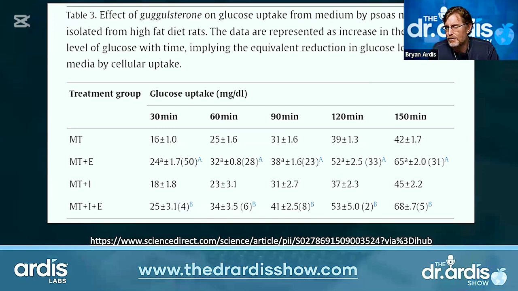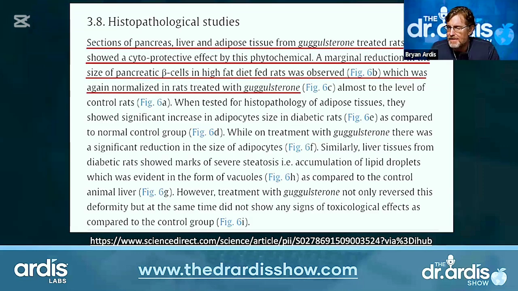Here is the effect of Guggulsterones on glucose uptake in the psoas muscle, which is on your hips and thighs. And you can see the numbers there. This is the disease process studies. They took sections of the pancreas, liver, fat tissue from Guggulsterone-treated rats. The Guggulsterones showed a cell protective effect from this chemical in the plant.